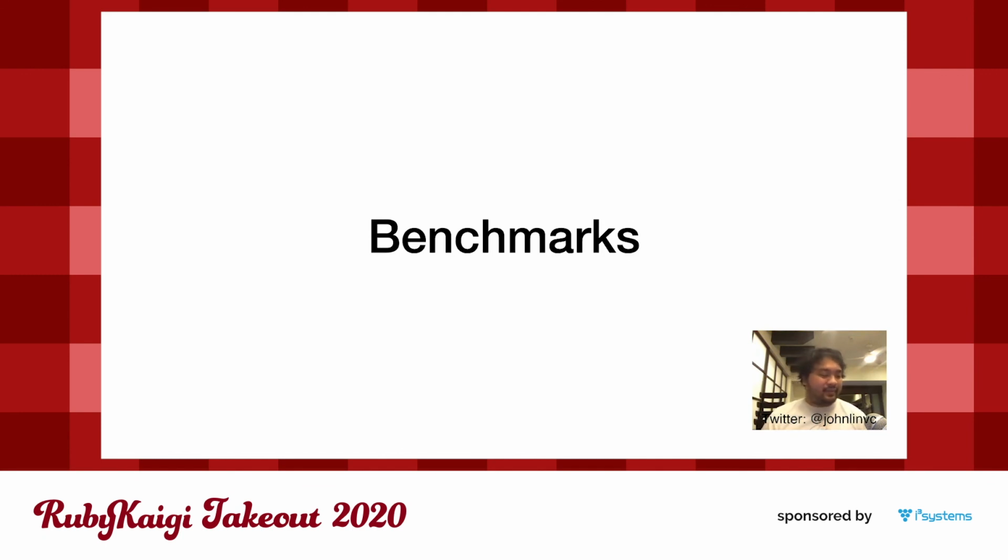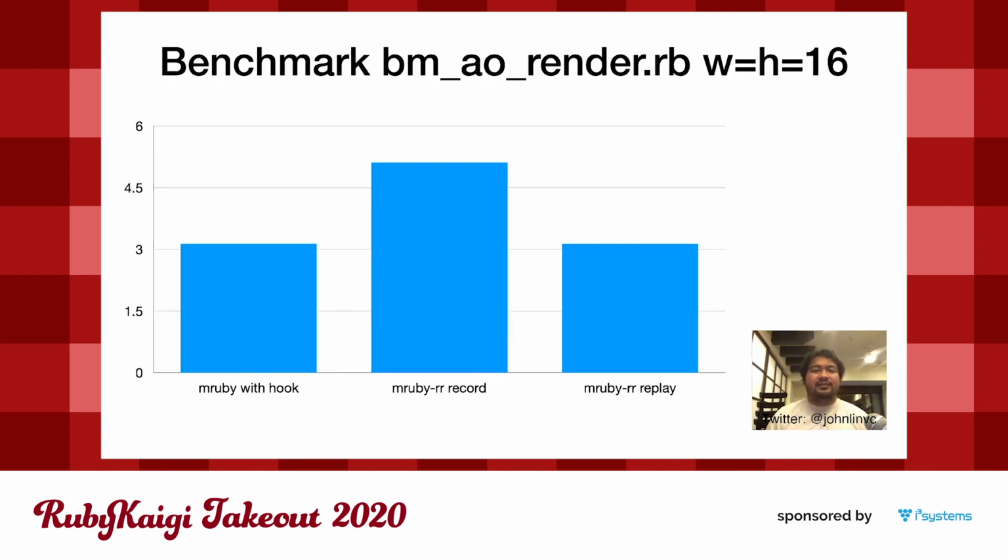So next is the benchmarks. There's a built-in benchmark script in mruby. This one is AO render. I set the parameter to 16 for width and height. So for an ordinary mruby with hook, it's around 3 seconds. And for recording, mruby-rr recording takes like 5 seconds. So it's around 1.6 times slower. And for replay, it's around the same time as normal mruby. So the replay speed is pretty fast.